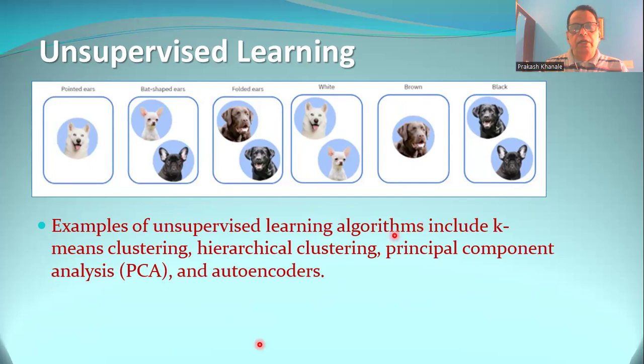So there are different algorithms available for unsupervised machine learning. For example, we have an algorithm called k-means clustering, an algorithm called hierarchical clustering, an algorithm called principal component analysis, or PCA, or algorithms such as autoencoders. So there are different algorithms already written, and these algorithms can be used in order to make use of unsupervised learning.